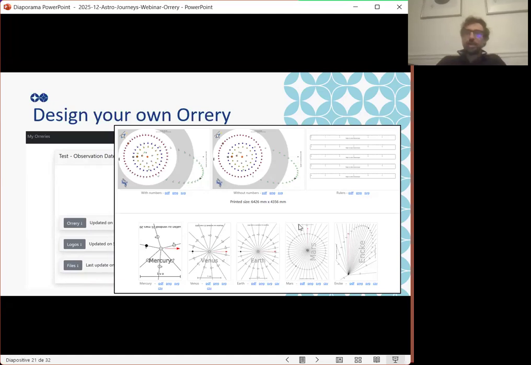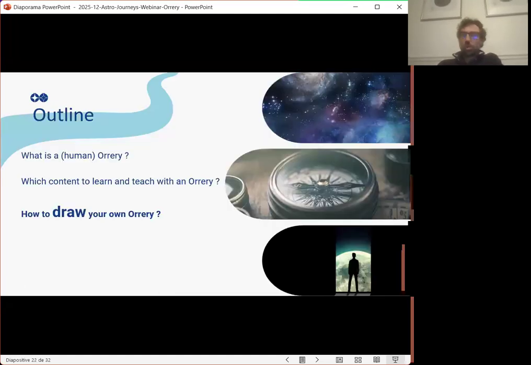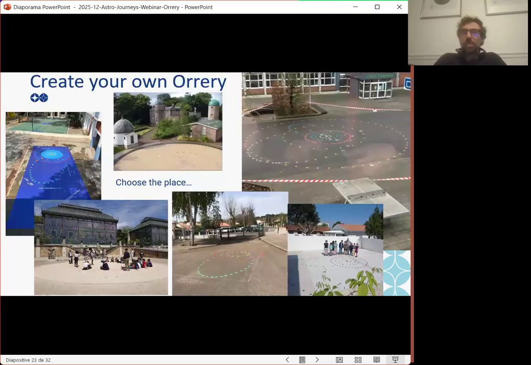So why do we need that? We need that to help you create and draw your own orrery in the school courtyard. So this is a very nice, very engaging way. So I showed you some very nice pictures. First you have to choose where you want to do your orrery. If you have an observatory near your school, you can do that. So this one is the Armagh Observatory in Ireland. This is the first historical human orrery, so a beautiful one.